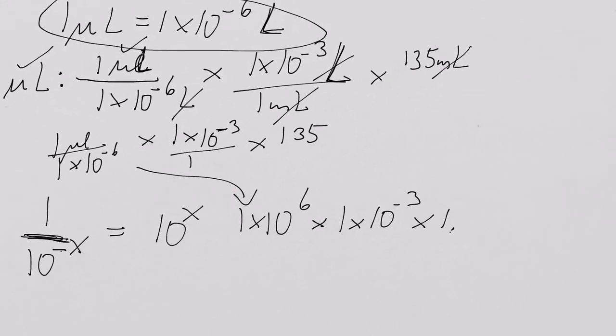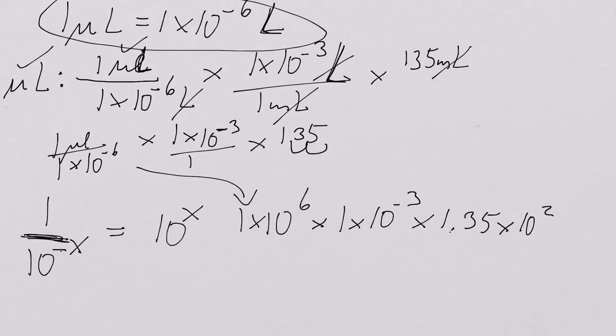1.35. How can I write 135? Times 10 to the 1, 2. 10 to the 2. Yeah? Make sense?